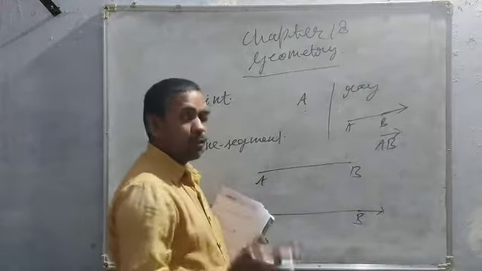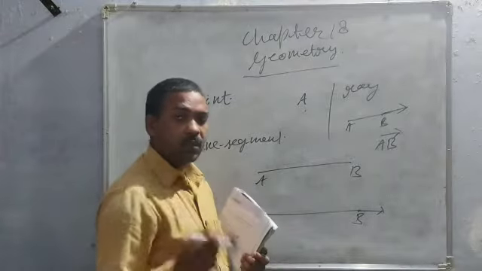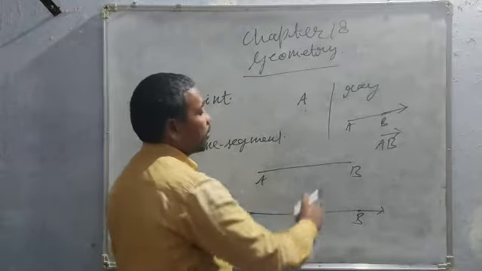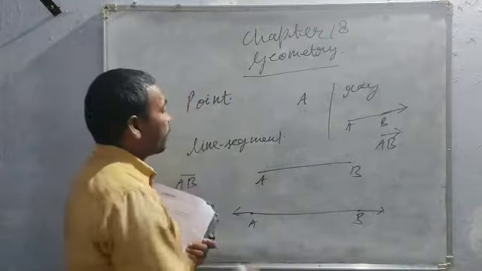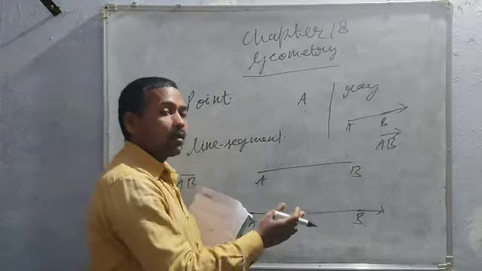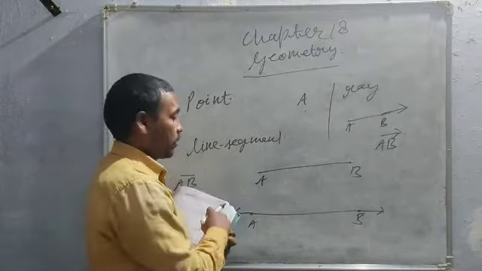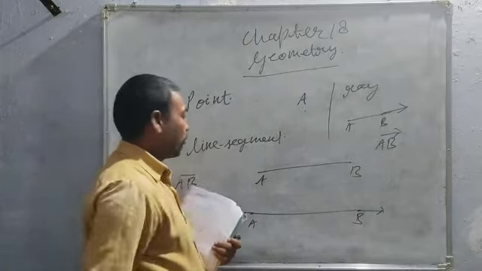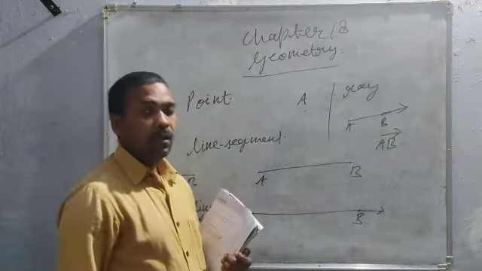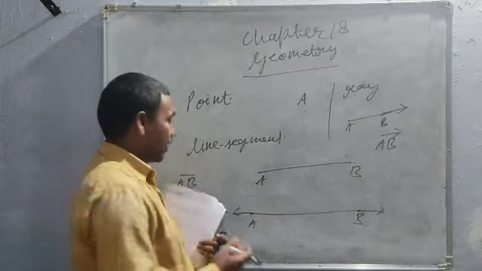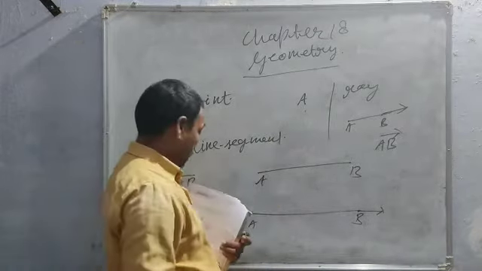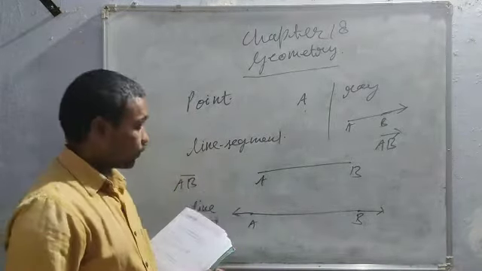A line has no end point. A line segment has two end points. The length of a line segment is measurable. We can measure. We can draw the line segment from the given length. You are familiar with this from the previous classes. And the length of a line or a ray is not measurable. That is, the length of a line and a ray cannot be measured.